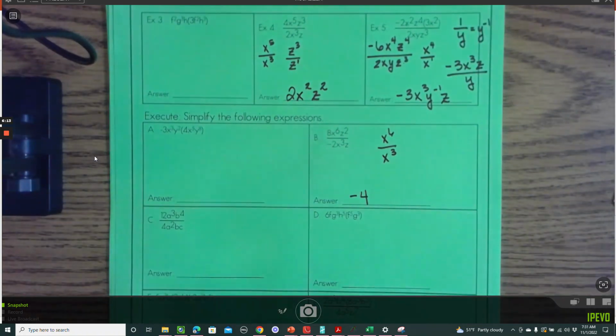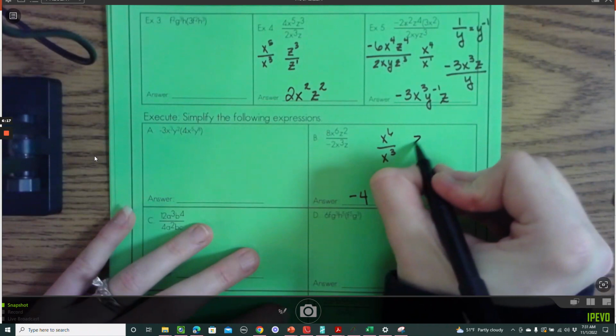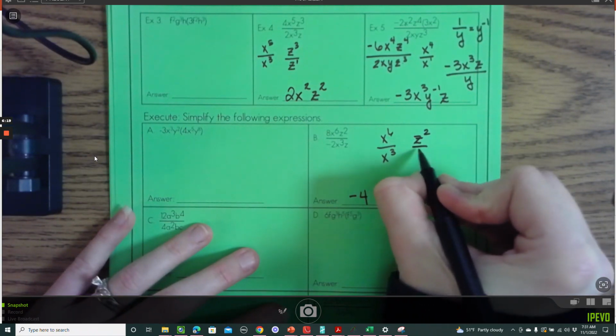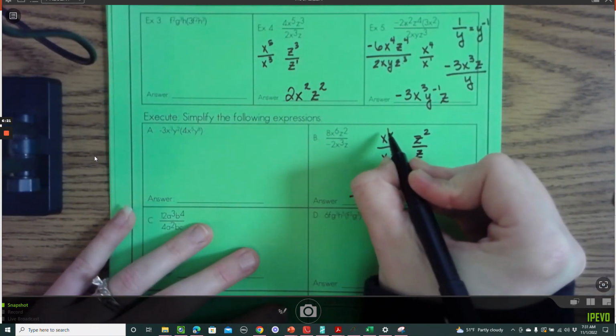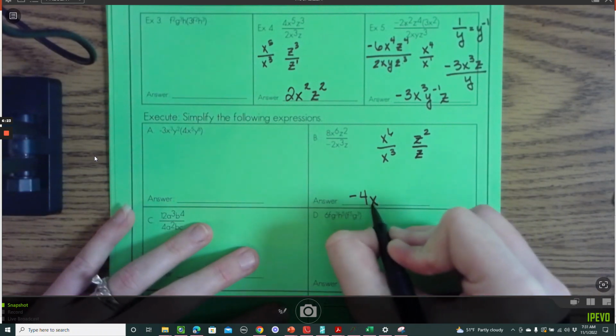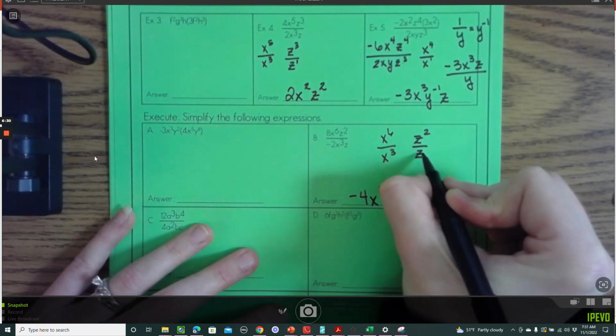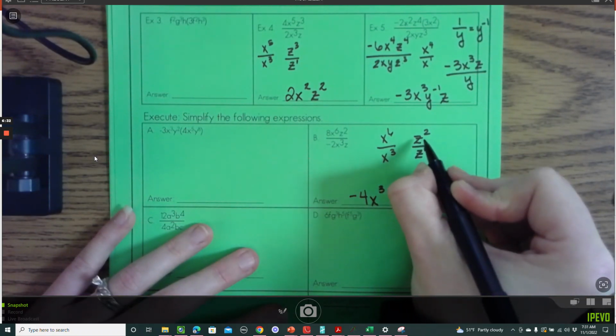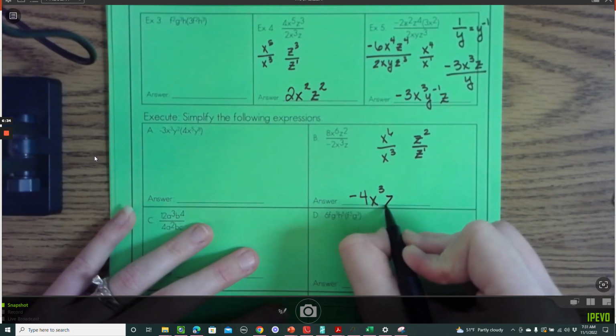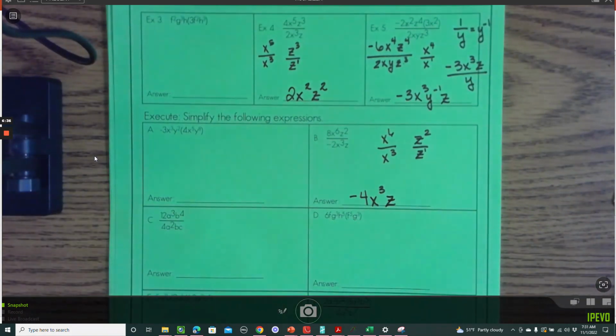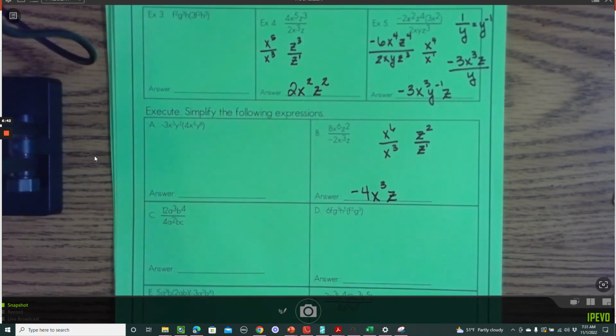So anytime we're dealing with multiplication, we can pull the factors apart. And then we've got z squared over z. So next variable is an x. 6 minus 3 is a 3. Ooh, I almost said 2. Z, remember there's an invisible 1 there, so 2 minus 1 gives me just a 1, and we don't write that exponent of 1.